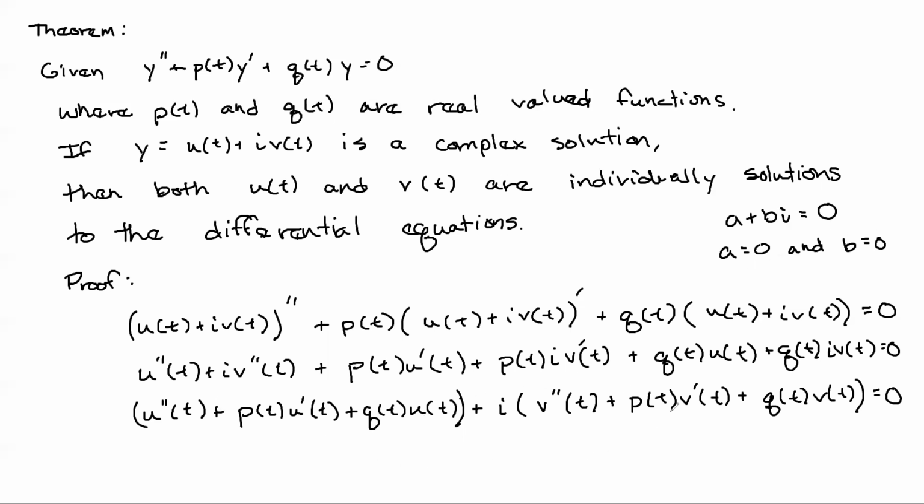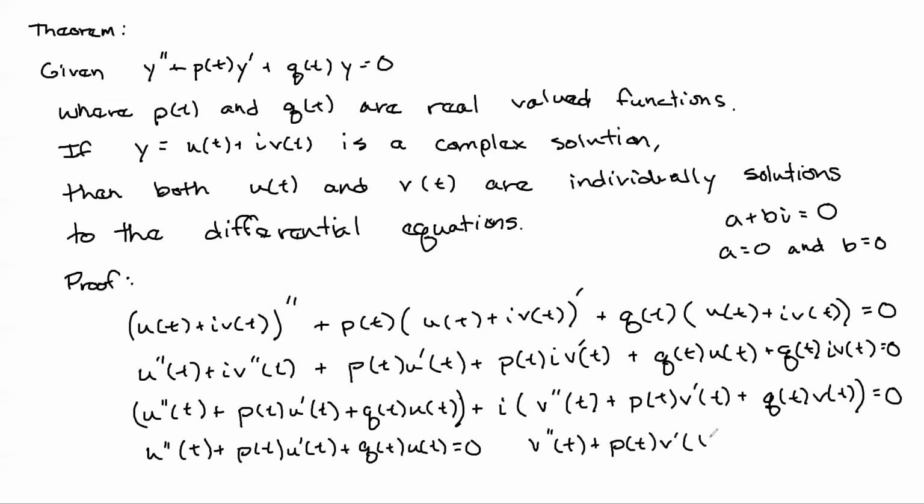And so now that we've gotten into this form that has that a plus bi form equal to 0, that tells us that u double prime of t plus p of t u prime of t plus q of t u of t equals 0, and v double prime of t plus p of t v prime of t plus q of t v of t equals 0. And thus, what does it mean to be a solution to this differential equation? It just means that you plug it in and it makes it true.